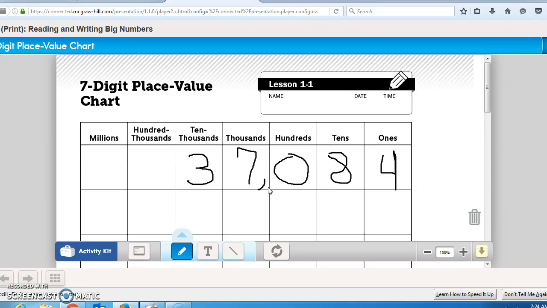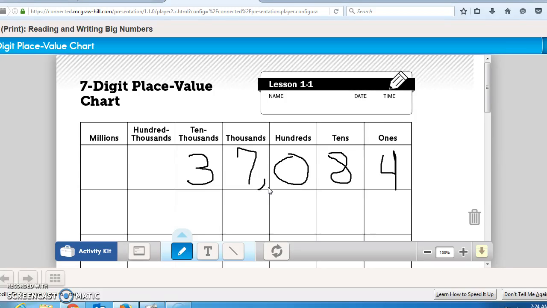Which digit is in the 10,000s place? Great, the 3. Which digit is in the thousands place? The 7. So what's the value of that 7? 7,000. How many hundreds are there in the hundreds place? Correct, 0.